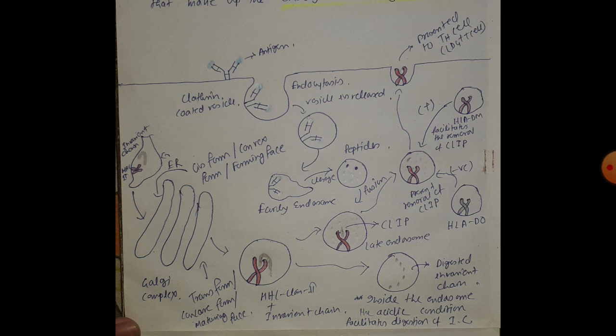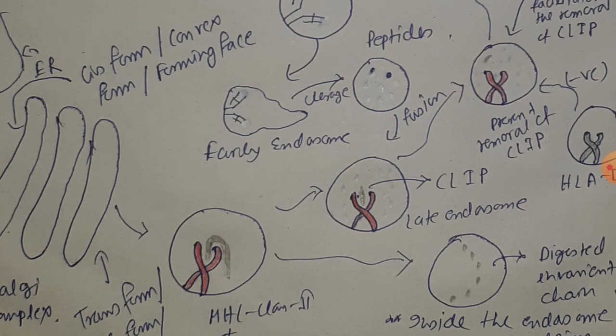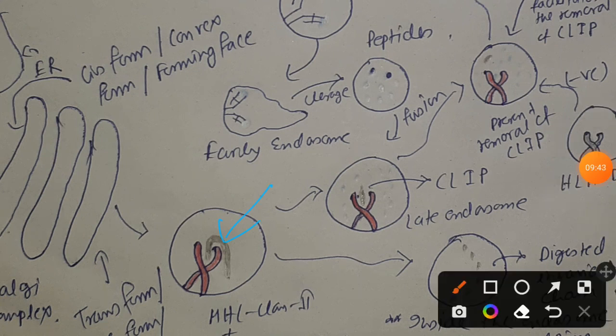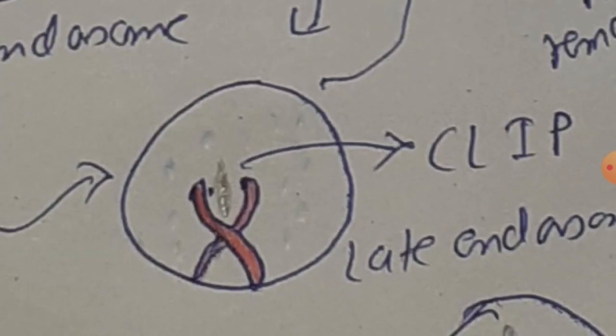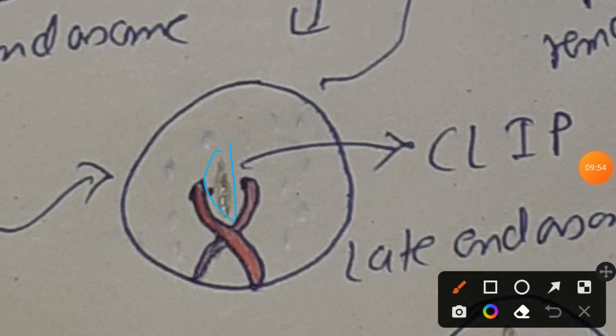That is why this acidic condition will facilitate the digestion of the invariant chain. And as a result only a clip will remain, and this clip will remain in the peptide binding groove. And this is the situation of the late endosome.